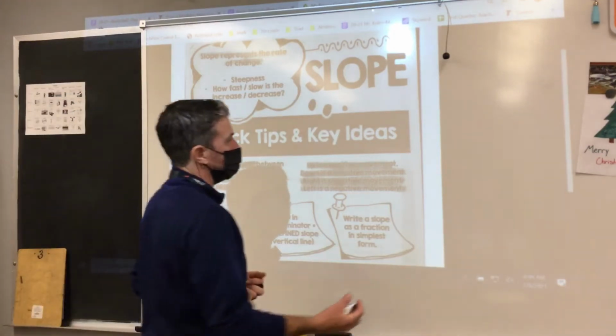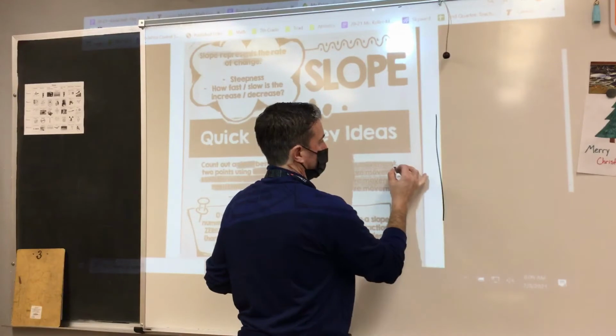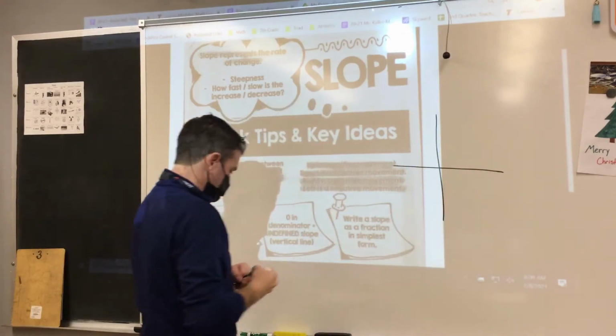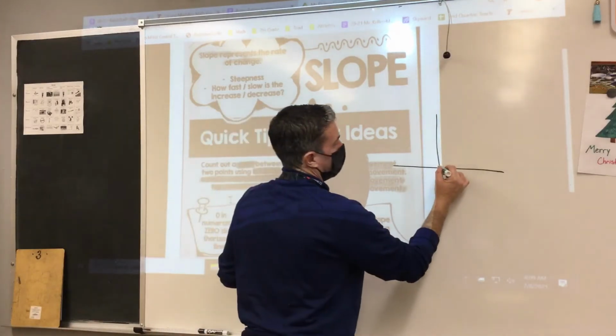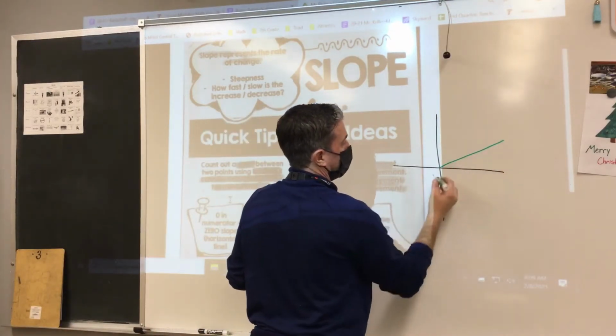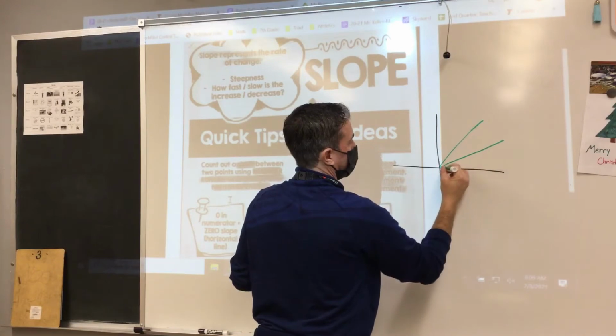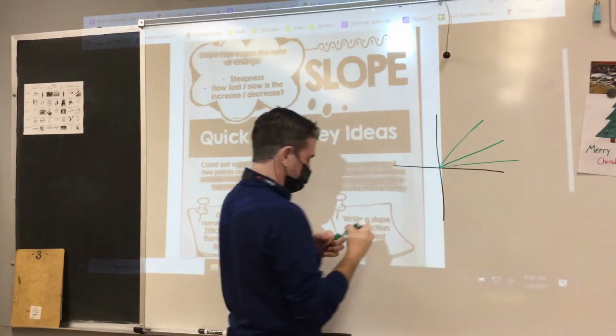So ultimately what we're talking about is when you have a coordinate plane. Slope is actually telling us the slope of that line. The slope of that line. The slope of there.